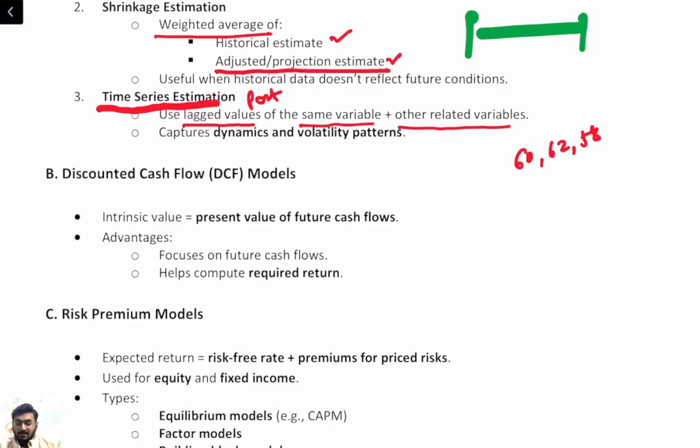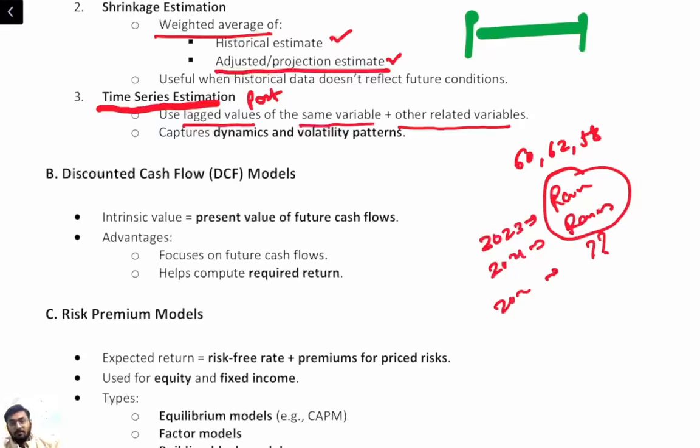I'll give you one example. In the 2023 rainy season, what were my sales of raincoats? In the 2024 rainy season, what were my sales of raincoats? Similarly, now how much to produce in 2025? I will use these two data points, continue the pattern, and accordingly I will produce in 2025. Are you getting my point?